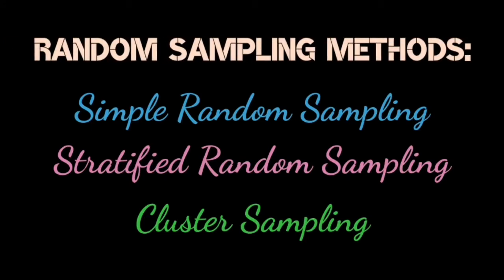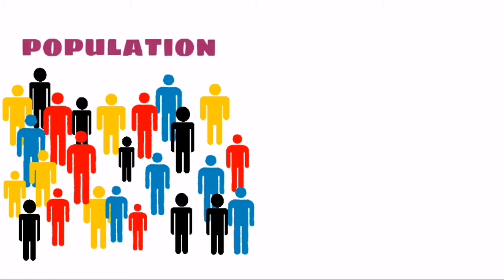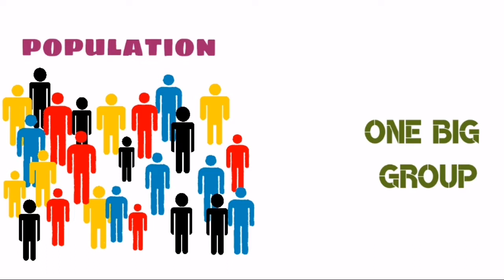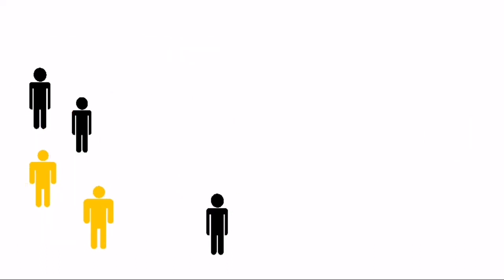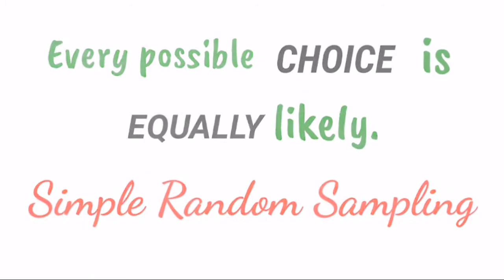As you'd guess by the name, this is the most common approach to random sampling. Simple random sampling means, simply put, every member of the population is put into one big group, and then who or what to include is chosen at random. As long as every possible choice is equally likely, you will produce a simple random sample.